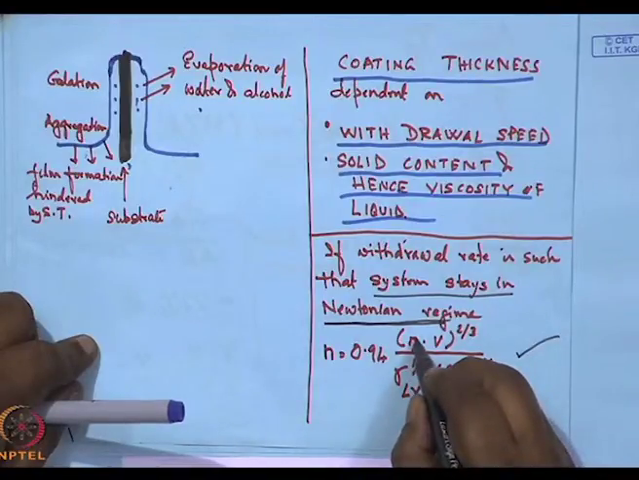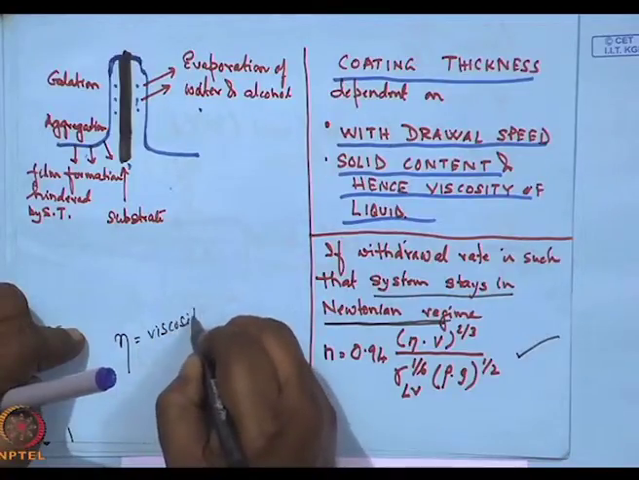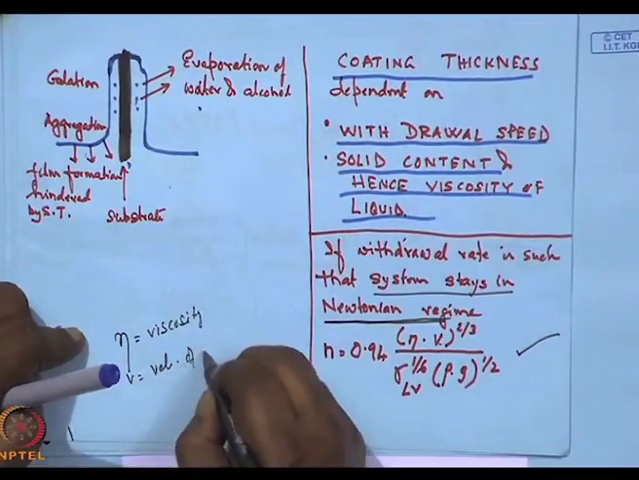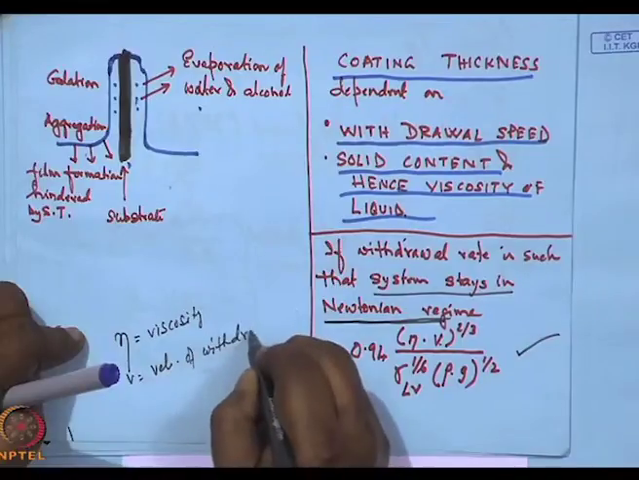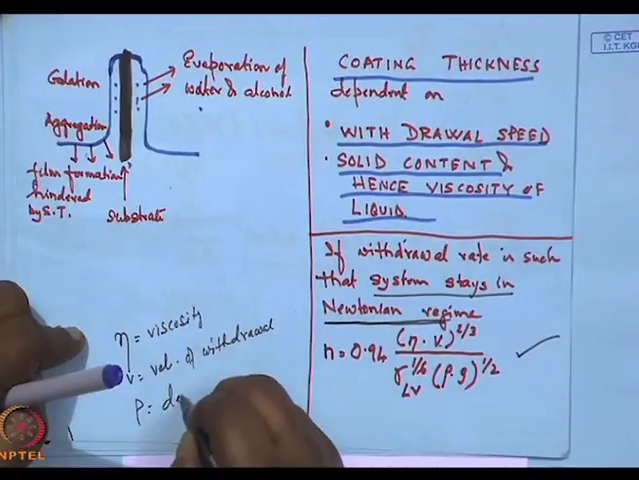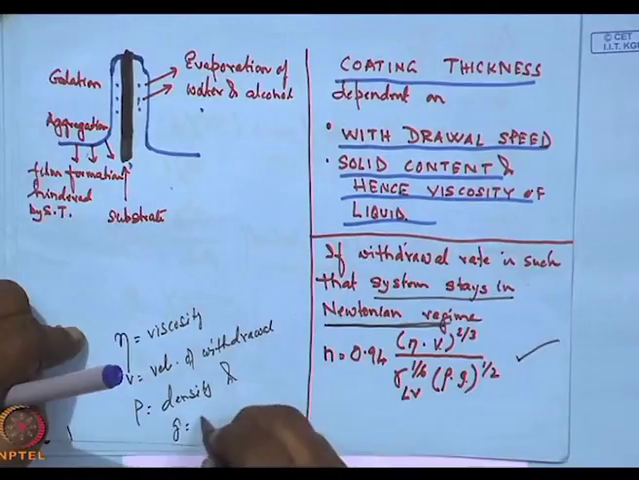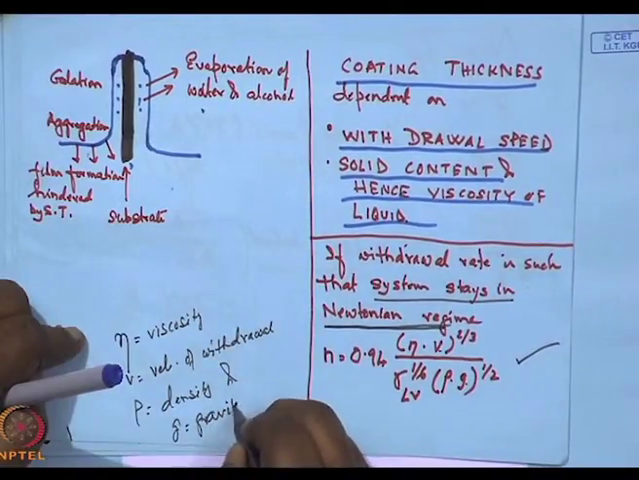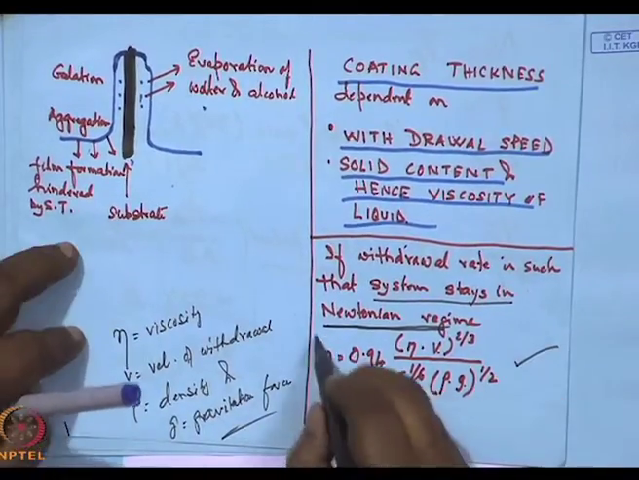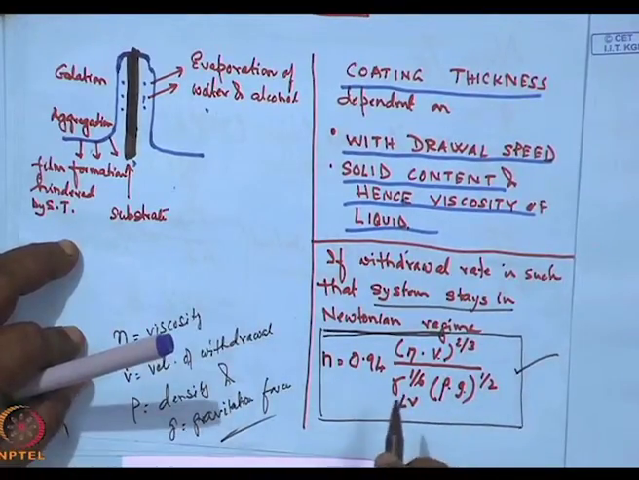Eta is the viscosity. V is the velocity of withdrawal. Rho is the density, and G is the gravitation force. So, this particular equation gives us the thickness of the film.